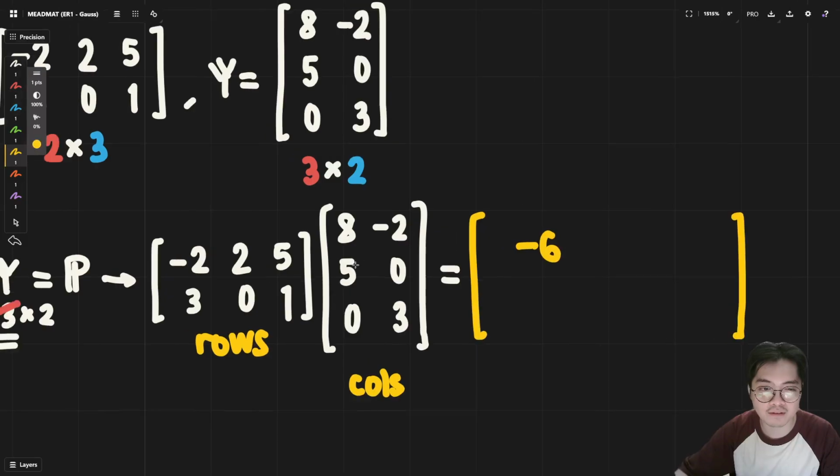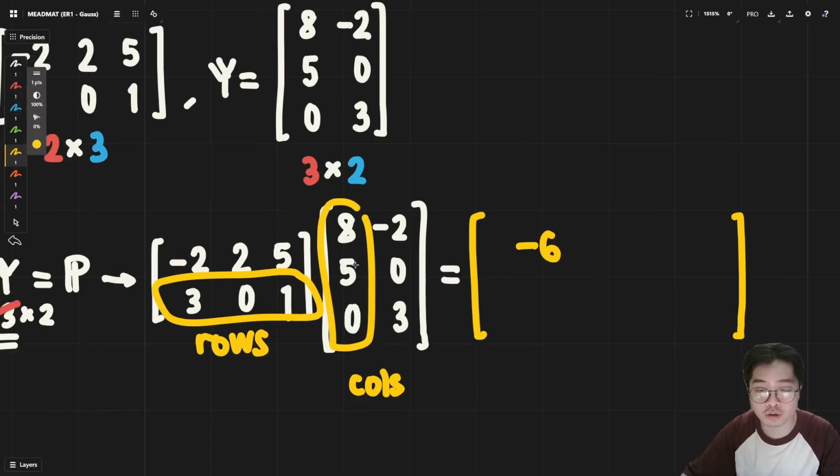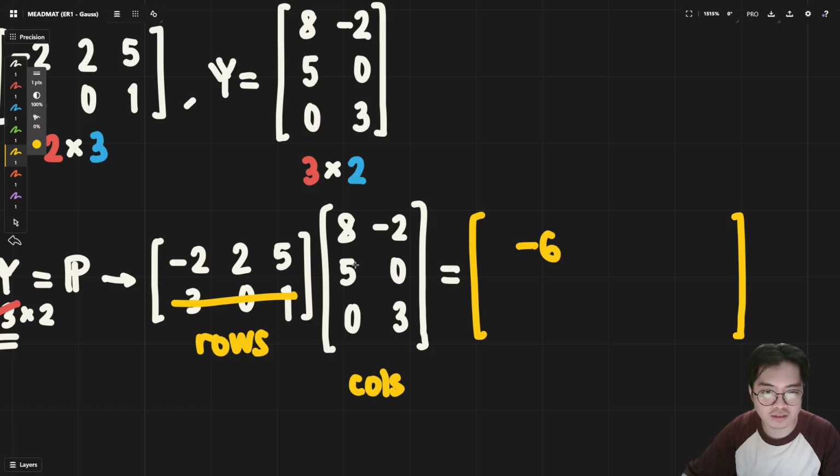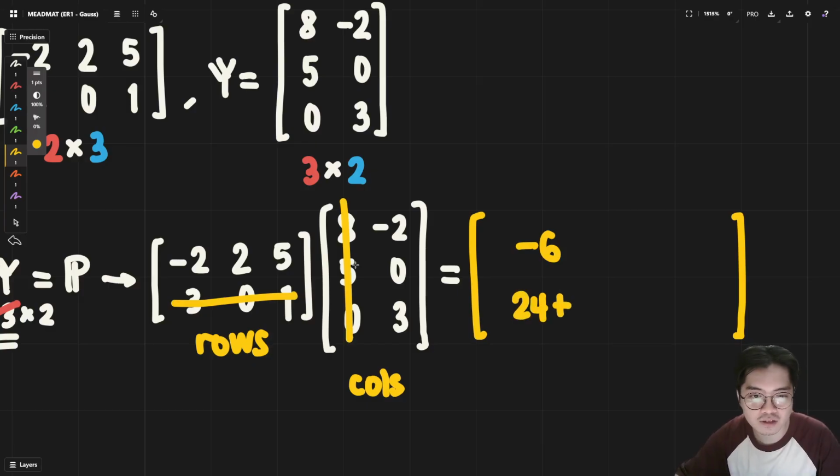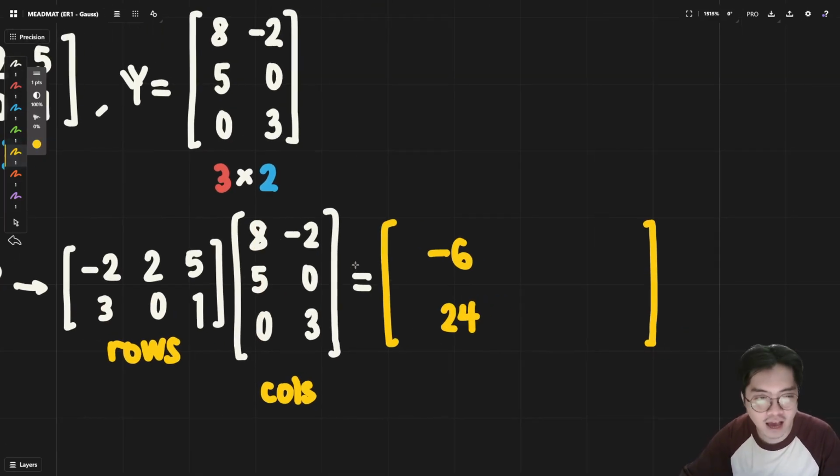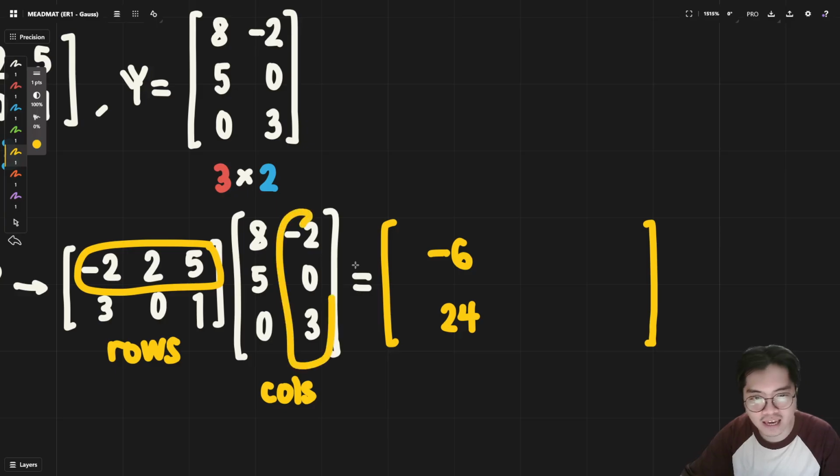Okay, very interesting. Now we will have second row, first column, which corresponds to this. I'll just do this, right? 3 times 8 is 24. 24 plus 0 times 5 is 0. 1 times 0 is 0. So this is just going to be 24. And then we will have first row, second column.